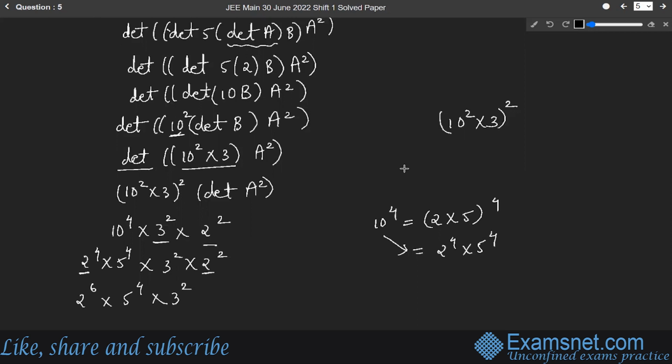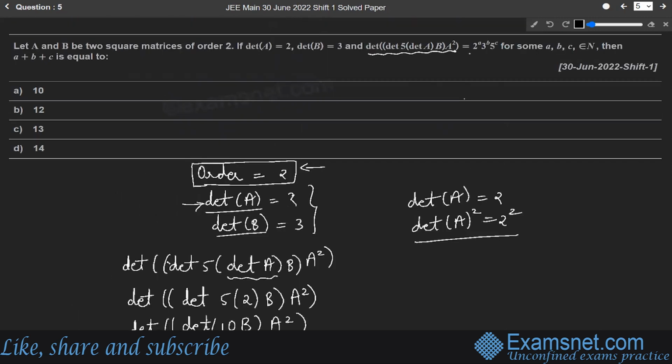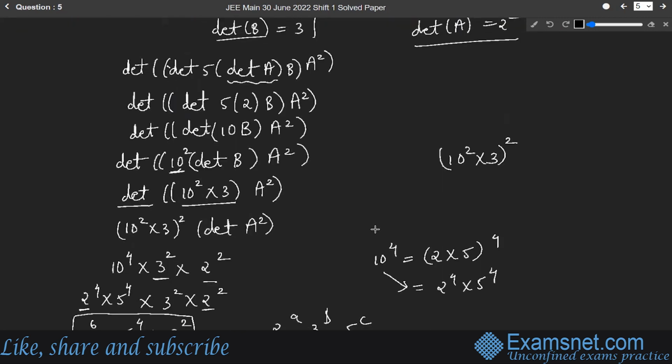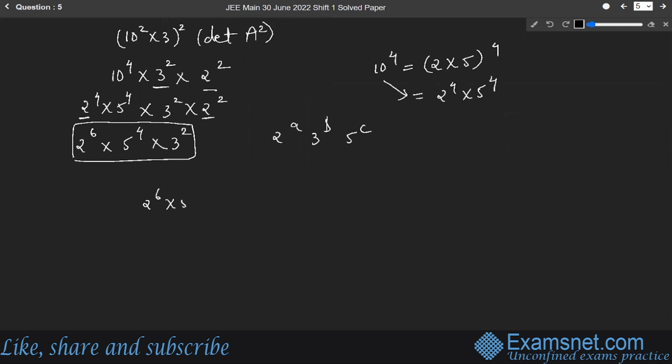All right. Now you can see that this expression is in the form of 2 power A, 3 power B and 5 power C, right? And actually this left hand side is equal to 2 power A, 3 power B and 5 power C. So we can write 2 power 6 into 5 power 4 into 3 power 2 is equal to 2 power A into 3 power B into 5 power C. When we compare the values, if the base is the same, then the power will be equal. It means that A is equal to 6. Similarly for 5, the base is the same. What are the powers? 4 and C. So C is equal to 4, and 3 square is equal to 3 power B, so B is equal to 2.